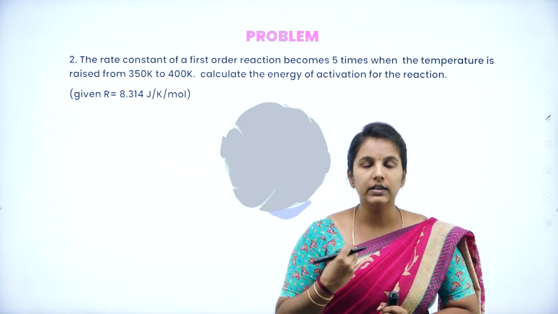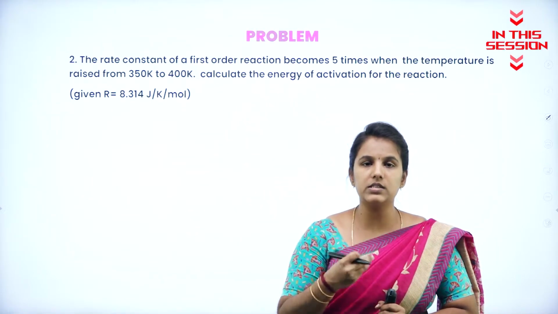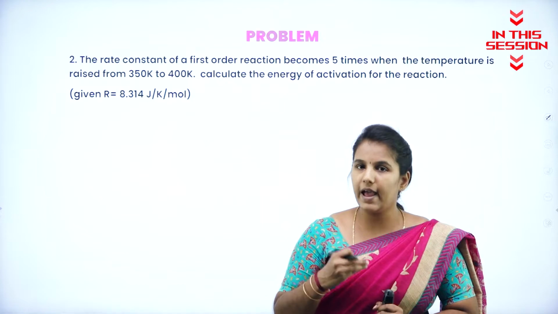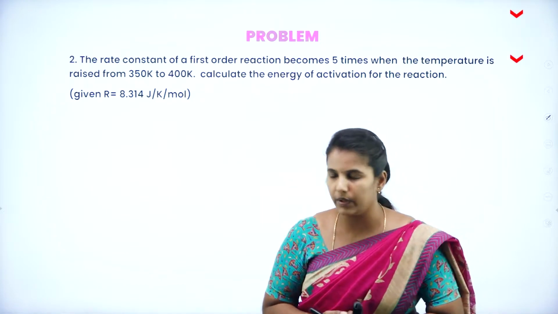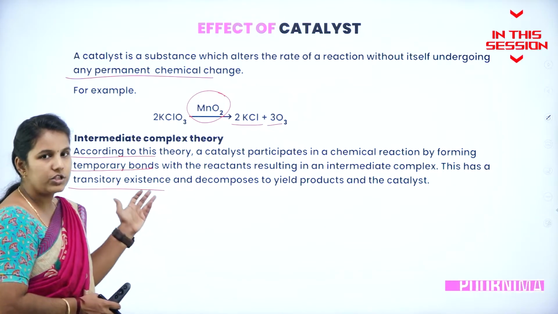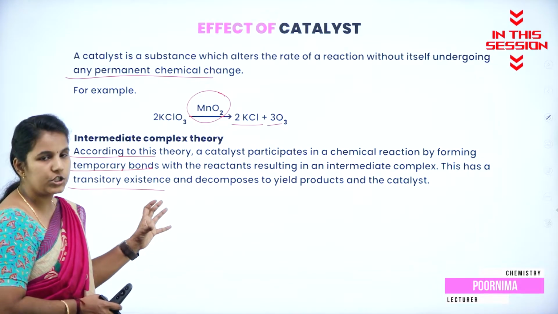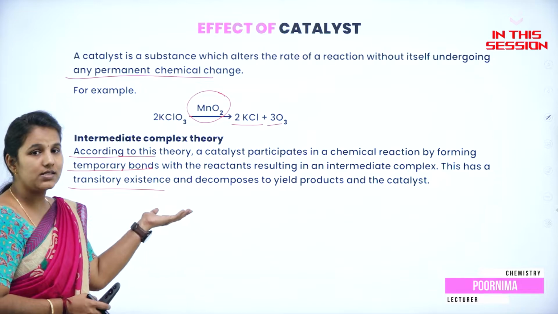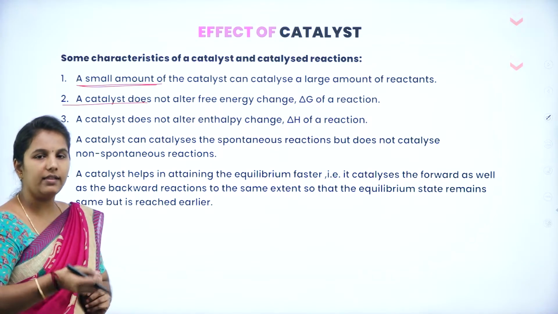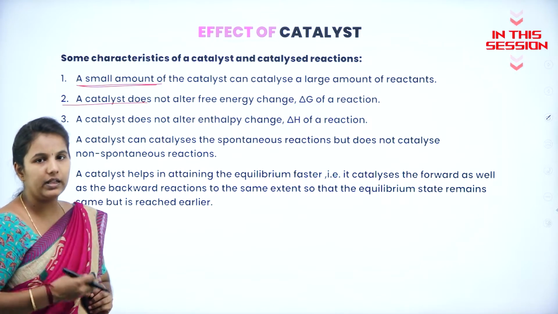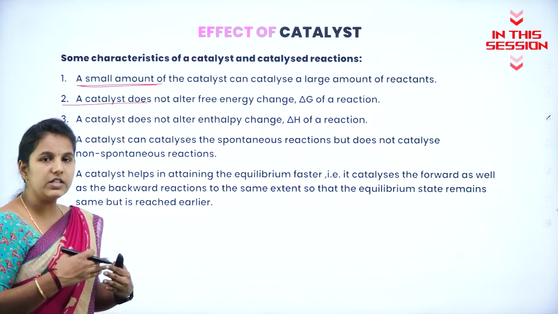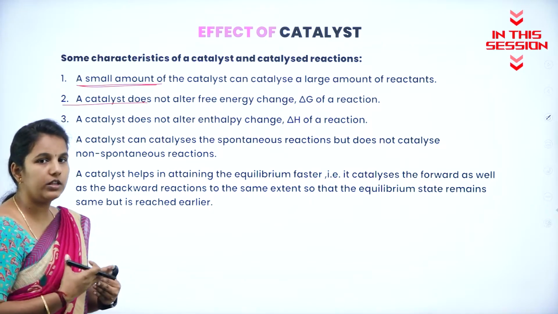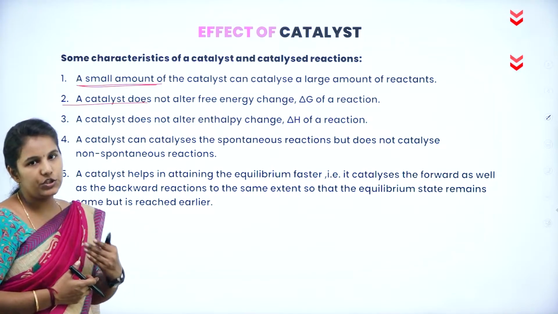They have told that the rate of the reaction will be raised 5 times, and they have given the difference in temperature. When the catalyst is used in a chemical reaction, it forms a temporary bond with the reactant and exists in a temporary state. During the chemical reaction, neither is heat absorbed nor is heat developed. So during this process, it never affects the free energy change.